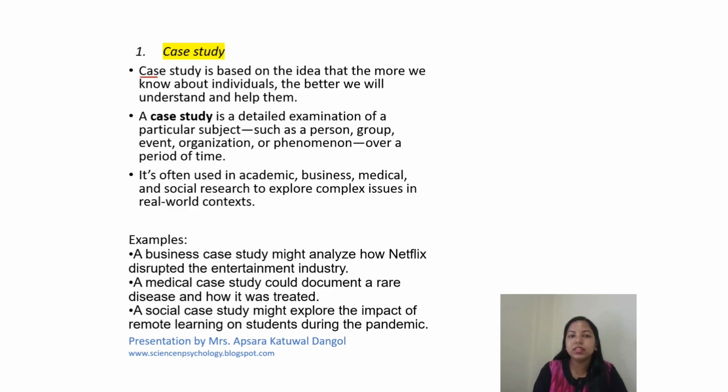So, case study is based on the idea that the more we know about individuals, the better we will understand and help them. If we want to define case study, it is a detailed examination of a particular subject. It can be a person, a group, an event, an organization, or any kind of phenomenon over a period of time. It is often used in academic, business, medical, and social research, like in psychological research, to explore complex issues in real world context.